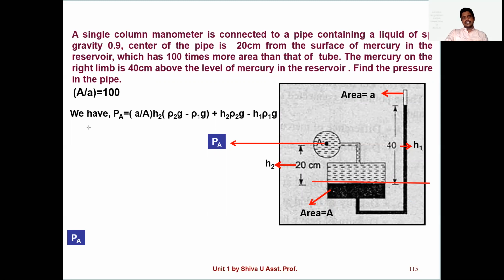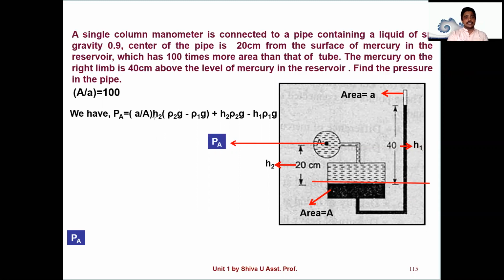Don't get confused here. The equation which you have obtained is by using the simple hydrostatic formula, that is rho G H. But here it is actually rho G delta H. So here on the left-hand side, it has rho 2 G H2, that is H2 is a delta H2.